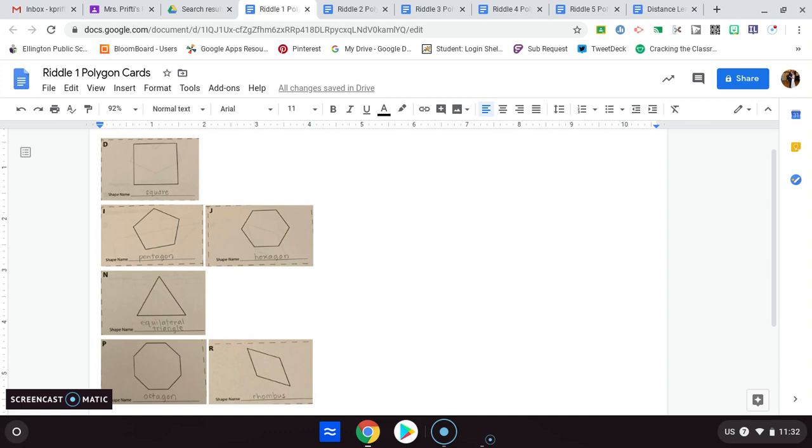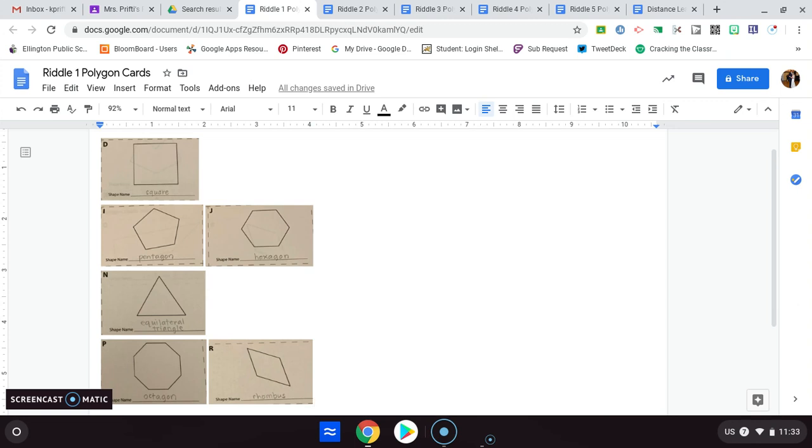So you should be left with, you should see letter D facing you. You should see a square. You should see I and J, so pentagon and hexagon should be facing you. You should see N, equilateral triangle. You should see P, octagon, and R, rhombus. The rest of them you flipped over, or you moved out and put them in a separate pile so you can't see them. These are the 3, 4, 5, 6 cards we're going to focus on.